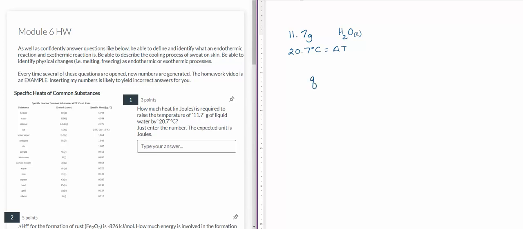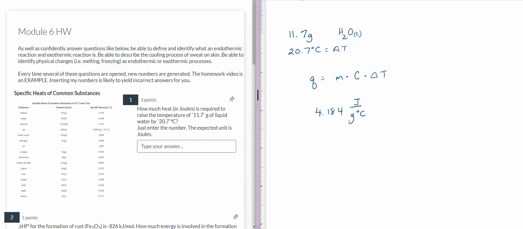We're going to be using the equation Q equals M capital C, which is the specific heat, times the delta T. Now, if you can't remember this equation, that's okay. Specific heat of liquid water is 4.184, and then look at those units. The units for specific heat are found right here, and they are joules per gram degrees Celsius.